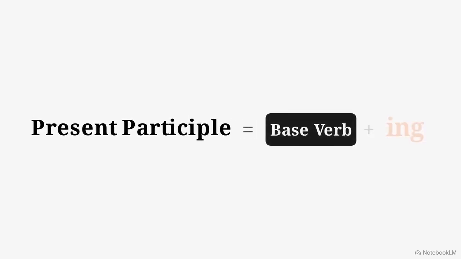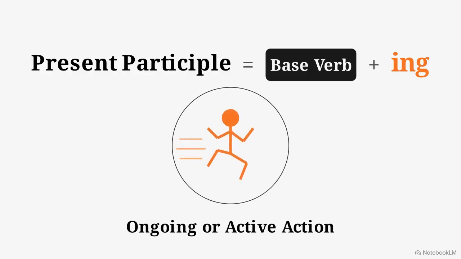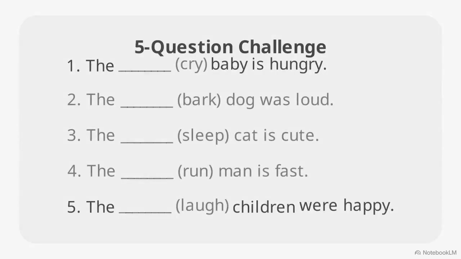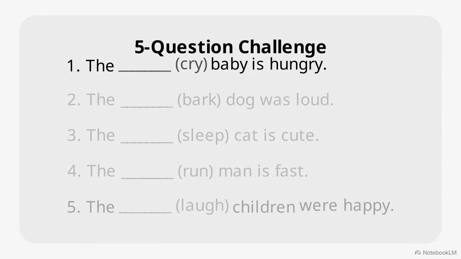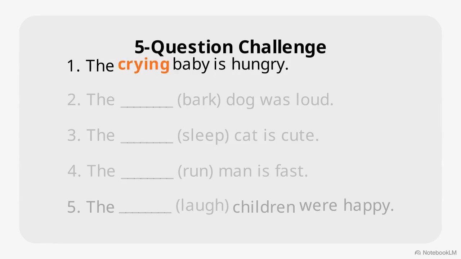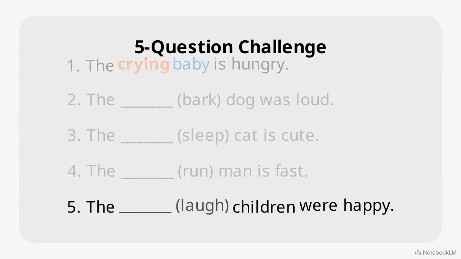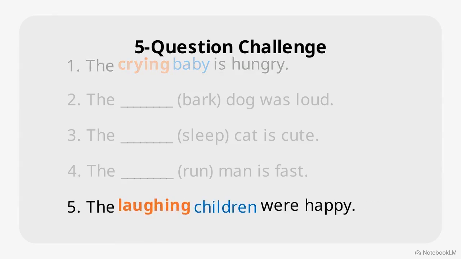The first tool is the present participle. The formula is your base verb plus an ing ending, and you use it to describe an ongoing or active action. Looking at question 1, we take the base verb cry and apply the formula to get crying. This adjective anchors directly to the noun baby. Question 5 requires the exact same approach. We use laughing and physically connect it to the children.